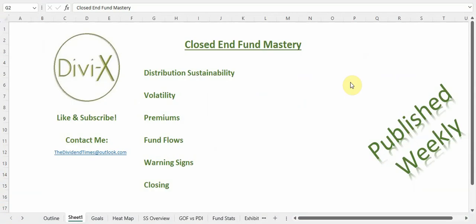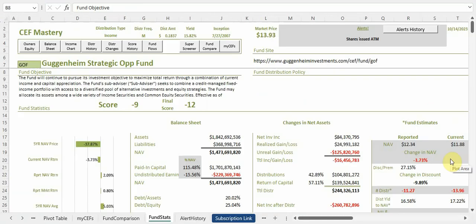Okay, we're almost finished. Before we wrap it up, we're going to address some of the things that will be ongoing concerns for GOF and PDI in the future: distribution sustainability, volatility, premiums, fund flows, and warning signs, and then I'll close out the video. Now, to address the first issue, are the distributions for GOF and PDI sustainable? And the short answer to both is yes.